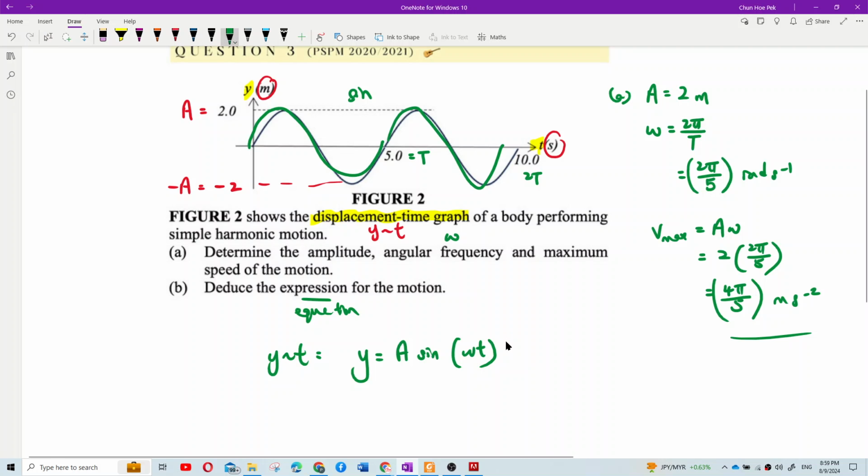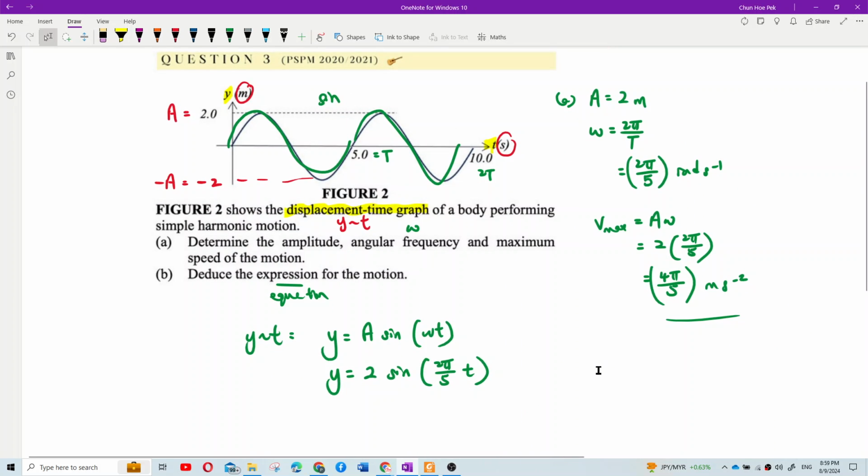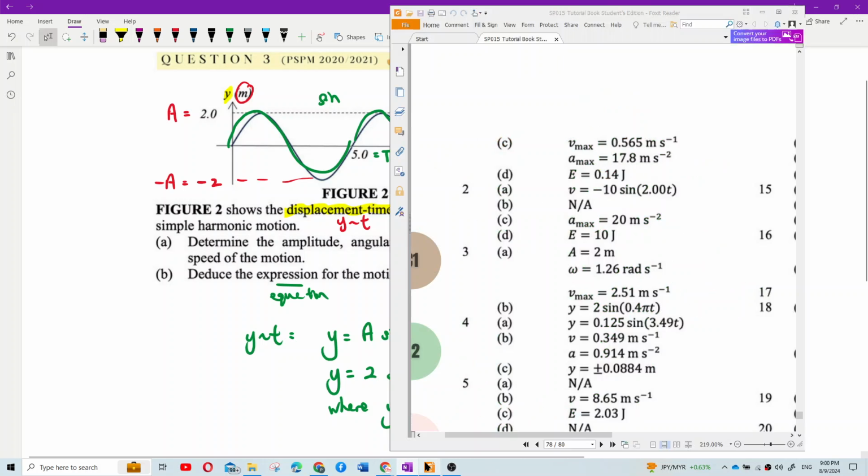So Y is equal to, our A is 2. Then sine omega, our omega just now we calculate 2 pi over 5. 2 pi over 5 T. So and then you must write what? Saya minta tulis unit. You must write where Y in meter. Kenapa kita kata Y in meter? Sebab graph dia memang dalam meter. T in second. Okay, tengok formula, tengok jawapan.